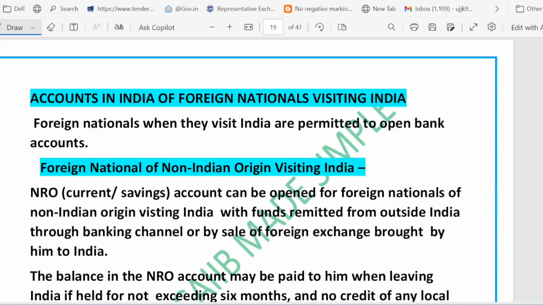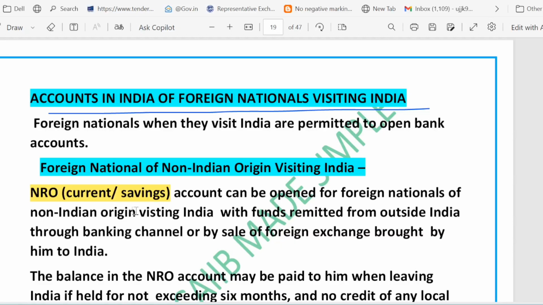Now let's talk about accounts in India of the foreign national visiting India. That foreign national, of non-Indian origin, who visits India may open a rupee NRO savings or current account. You can see these two words: they may open an NRO savings or NRO current account. So basically this is about the foreign national who visits India. They may open these accounts for a short stay. These accounts are meant to handle money they bring or remit from abroad.